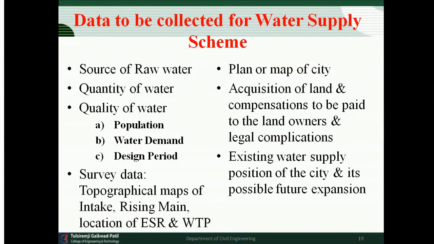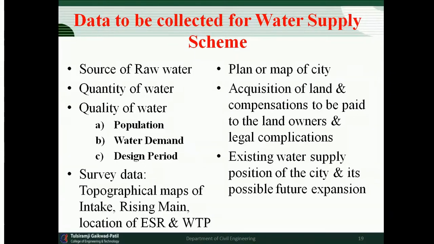So, what is the data to be collected before designing of a water supply scheme? These are the following data points. Number 1 is source of raw water. Next, quantity of water available at that particular source. Quality of water, which will depend upon the population which is to be served. What is the water demand of that particular city or town, and what is the design period of the entire water supply scheme.